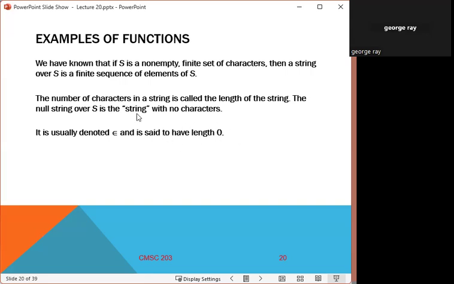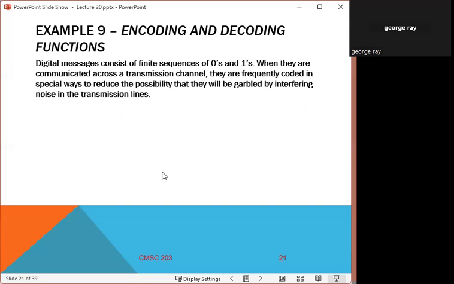And we have sometimes a null string, which is a string without any characters. And in that case, it's usually denoted to have a length of 0. Now, one of the things we do with strings is we can encode them, and we can also take a string of zeros and ones. So we have a finite sequence of zeros and ones, and whenever they're communicated across a transmission channel, they're often encoded.